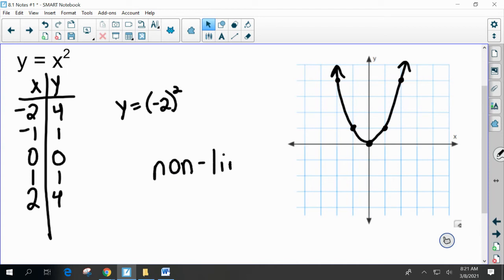Just a little bit of an angle. A little bit of an angle. So this is not linear. This does not make a linear line.